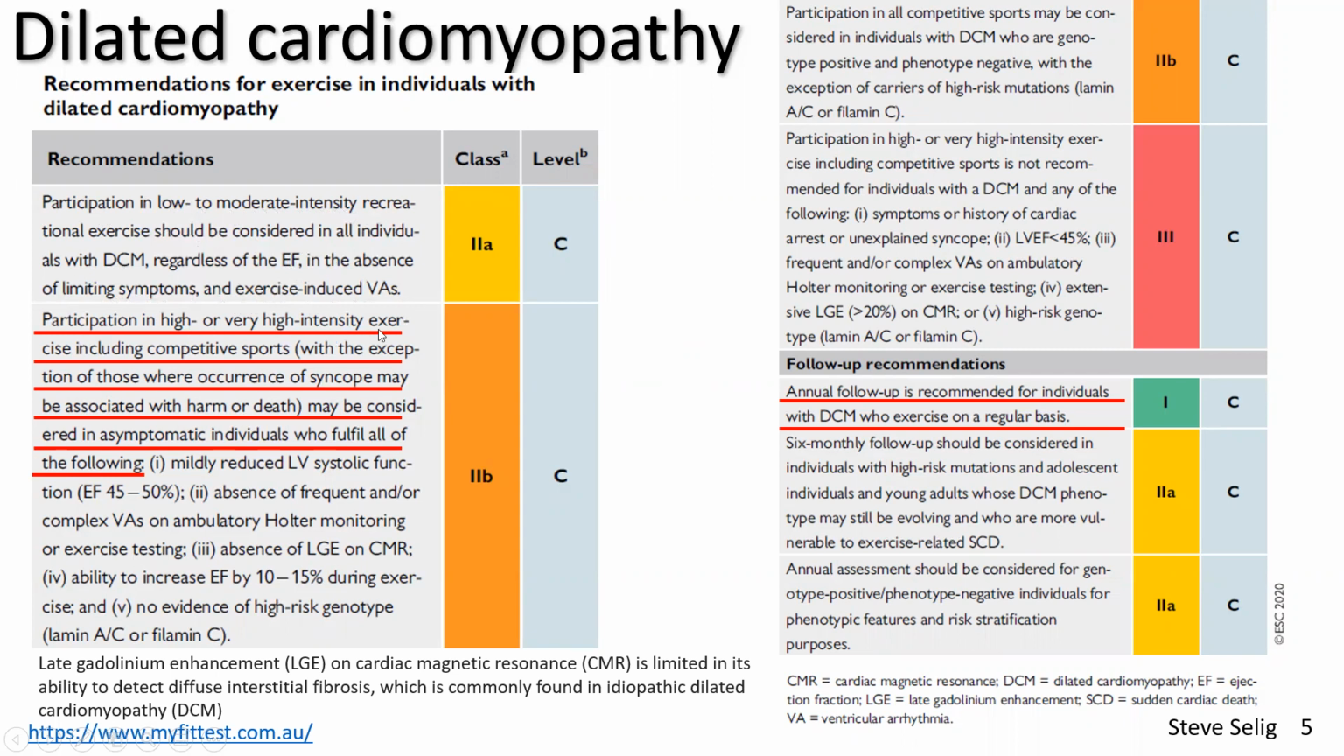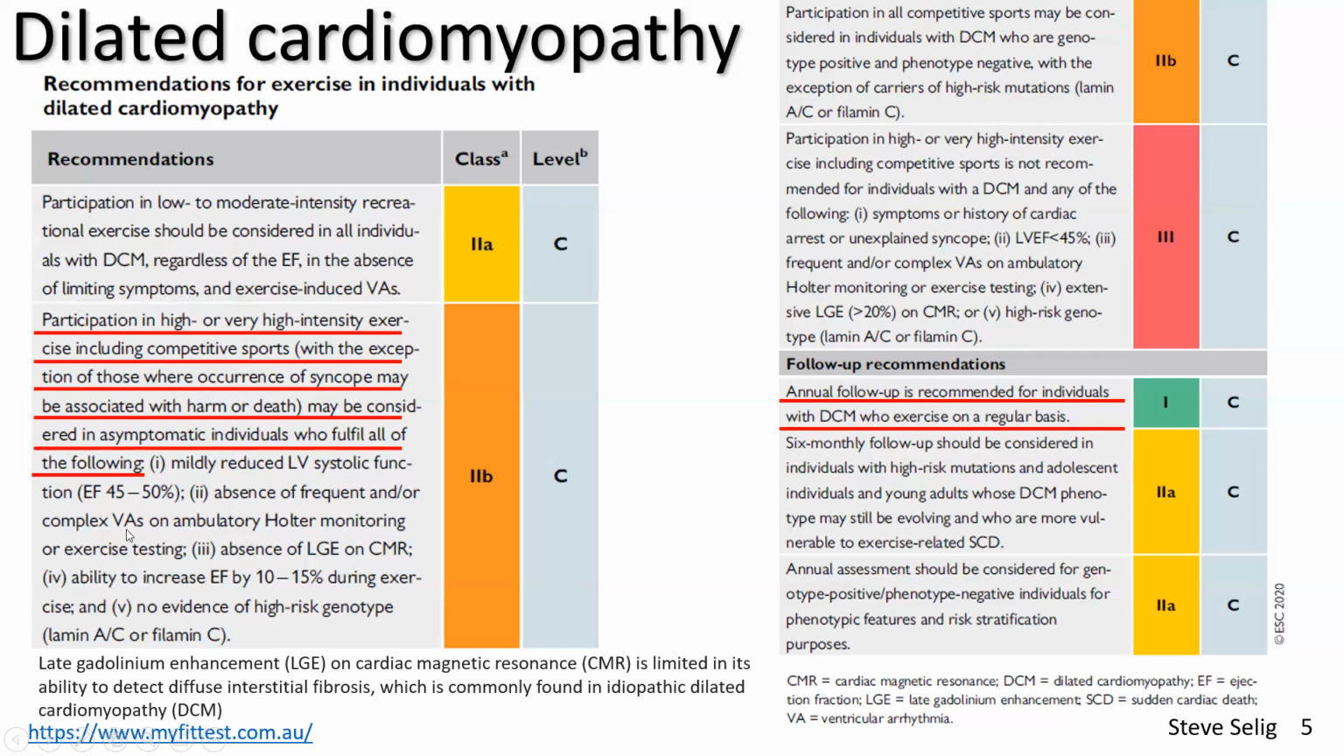Participation in high or very high intensity exercise, including competitive sports, with the exception of those where occurrence of syncope may be associated with harm or death, can be considered in asymptomatic individuals, but they need to fulfill all of the following. So they can only be mildly reduced in ejection fraction, which really isn't what I represented on the previous slides. So we're talking about mild disease for people engaging in HIIT or high intensity interval training programs. So a very modest reduction in ejection fraction here.